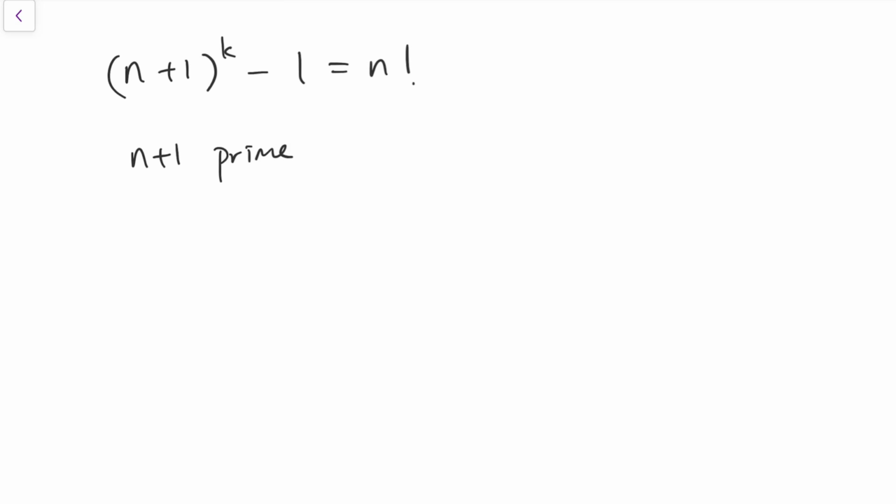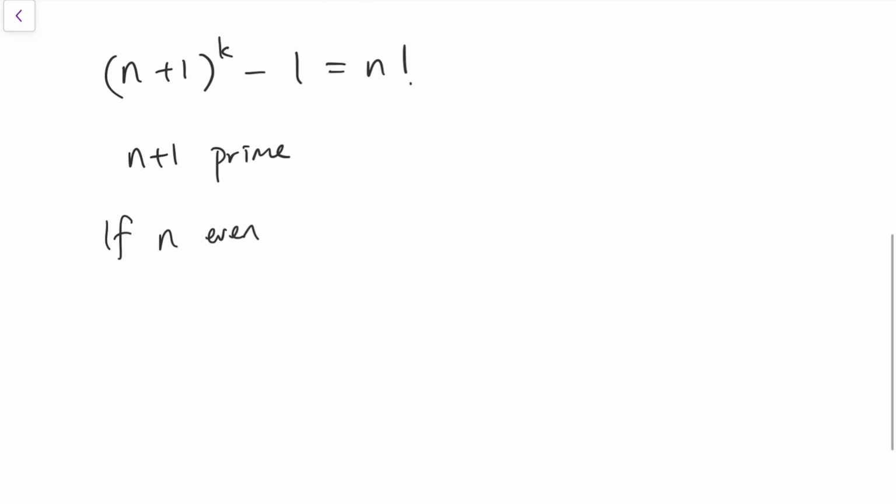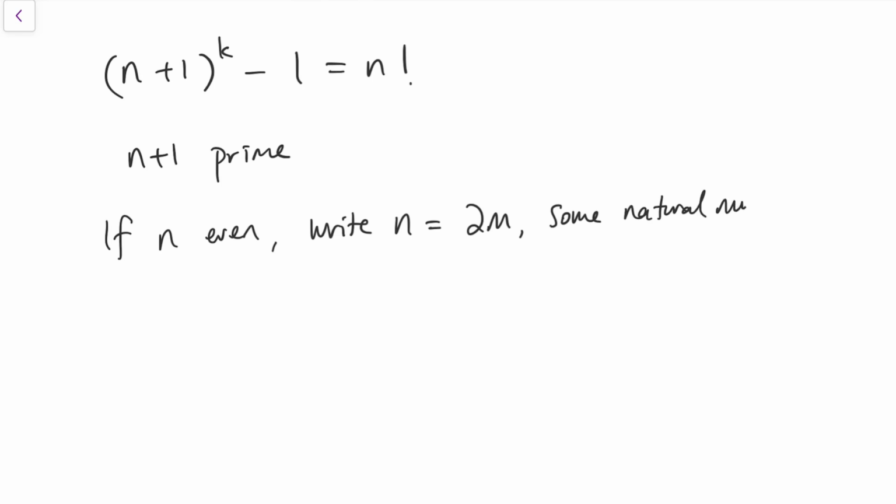And then we divide into two cases. The first case is if n is even. This is actually most of the cases, because when n is even, n plus 1 is odd, so we're just considering odd primes for n plus 1. Then we write n equals 2m, for some natural number m.